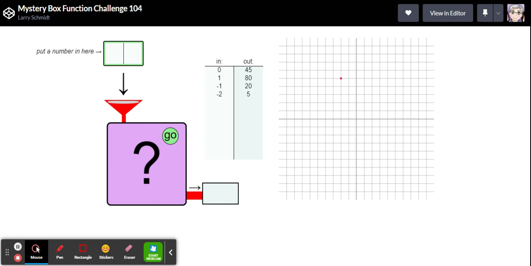The reason I said curve there is because the slopes between those two sections, from 80 to 45, that difference is not the same as the difference between 45 and 20. Okay, so -2 gives us 5. Let's try a -3. Oh, now we're down at 0. Oh, maybe I know what's going on.